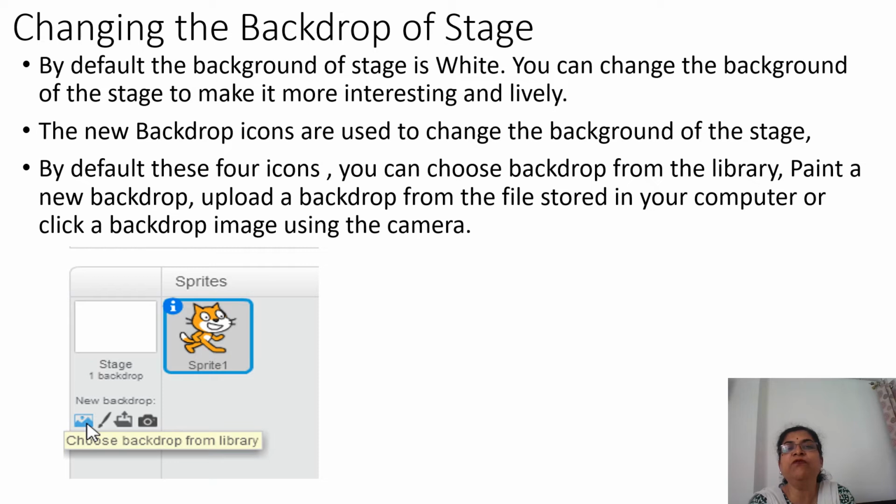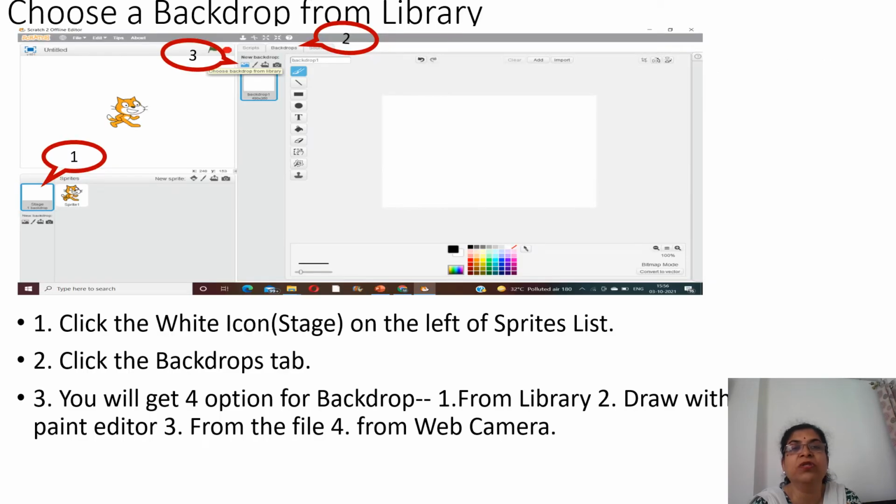By default, there are these 4 icons: you can choose a backdrop from the library, paint a new backdrop, upload a backdrop from the file stored in a computer, or click on the backdrop image using the camera. Here these 4 options are available. Of these, the first is from the library, second you can paint it, third from the file, and fourth one is from the web camera. You can insert different backdrops or backgrounds.